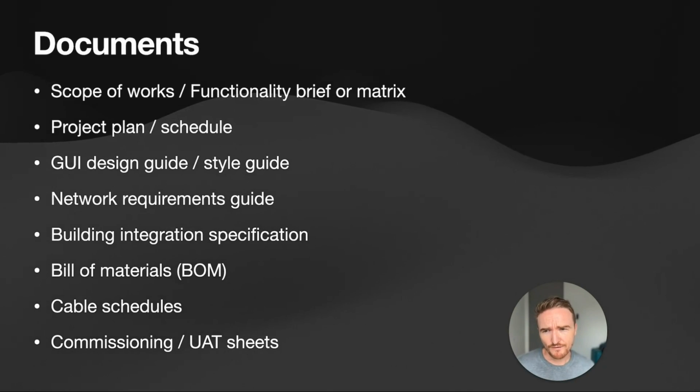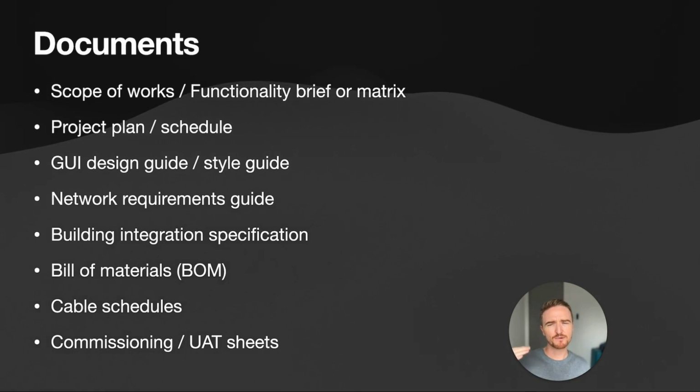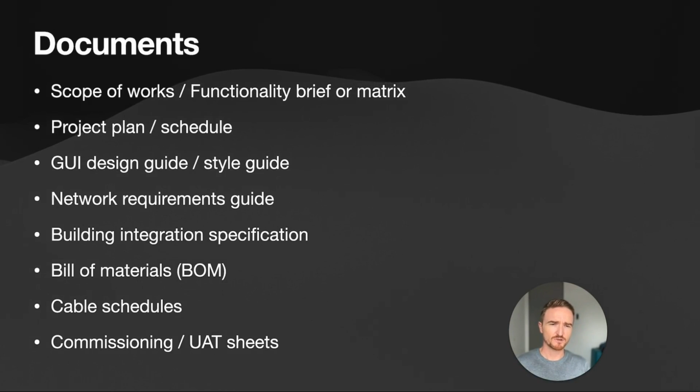GUI, graphic user interface design guide, should be informed by the client's style guide, so all the branding looks right. It's essentially a document, and again, some of these things are usually included in the scope of works, or they may be a separate document, but the GUI document basically says this is what the touch panels should look like, this is the look and feel and how everything should operate.